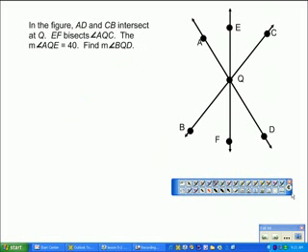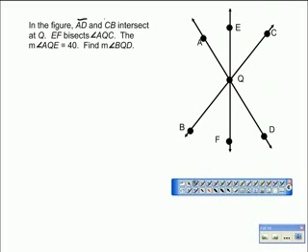Okay, this really gets a little more complicated, but when I approach a problem like this, I want to label all the information I know as I get it. In the figure, line AD and CB intersect at Q. So this line here and this line here intersect at Q. EF, this line bisects angle AQC. So AQC, this line bisects it. That means that this angle and this angle are congruent to one another because it's bisected.